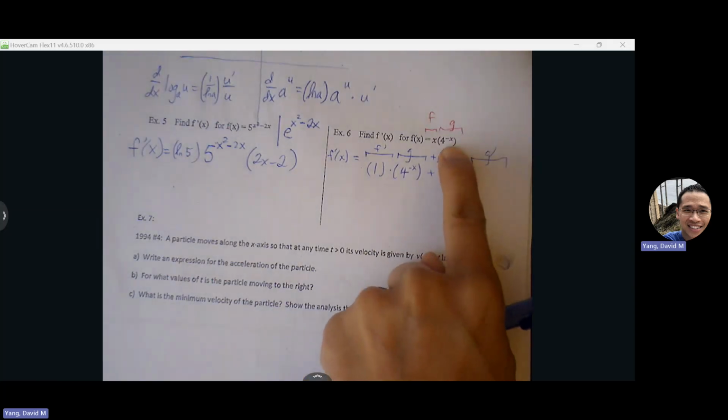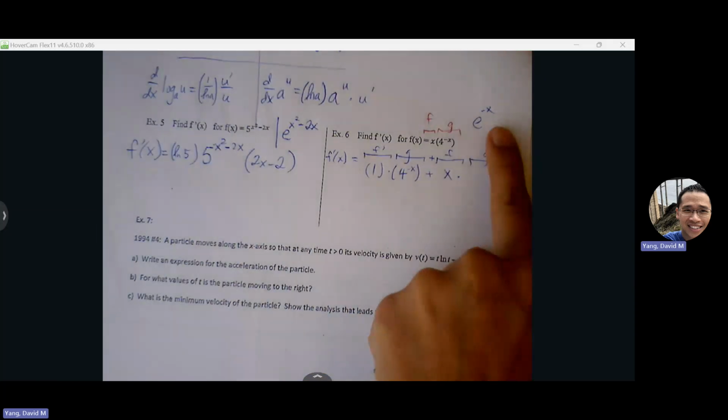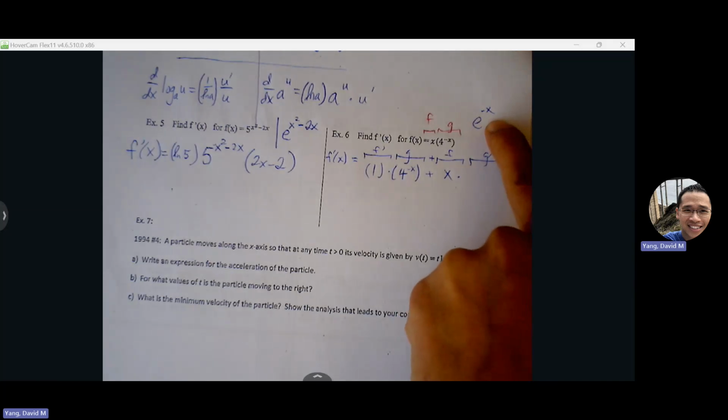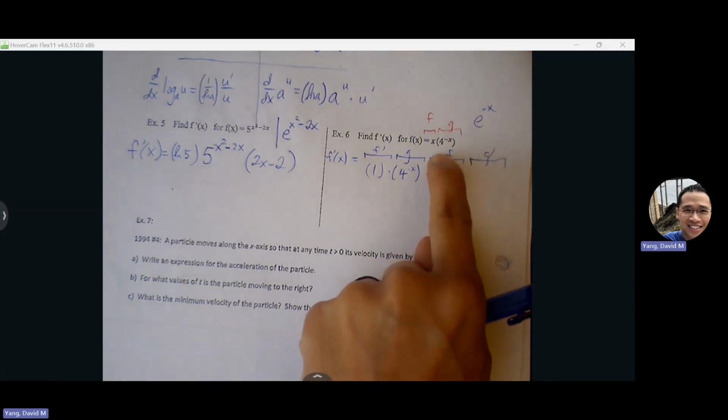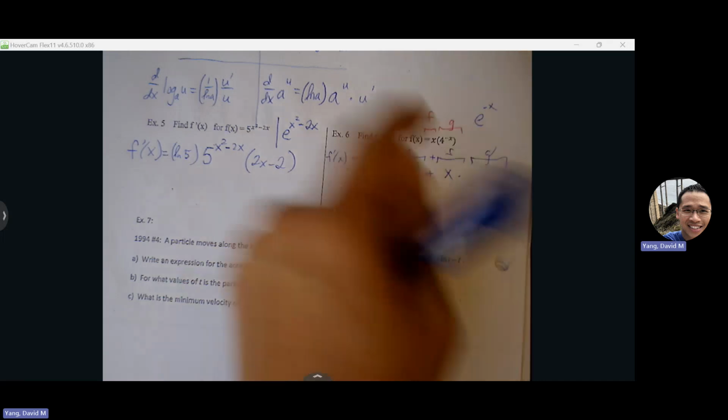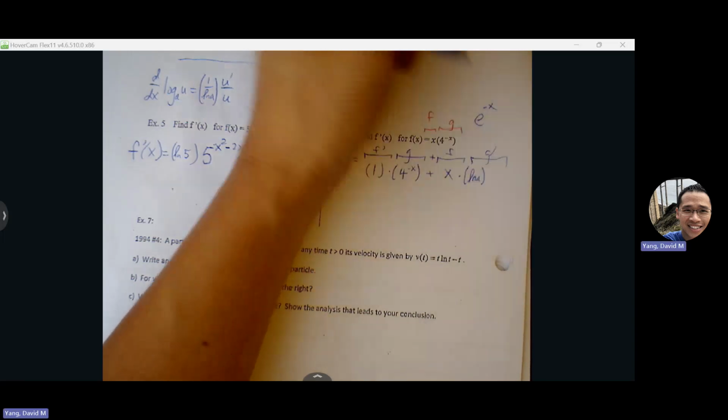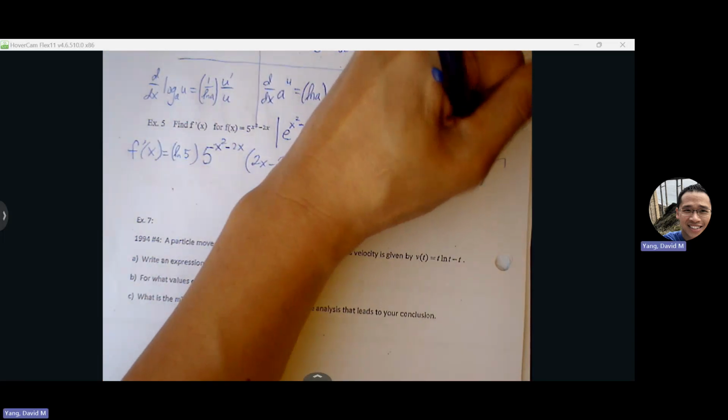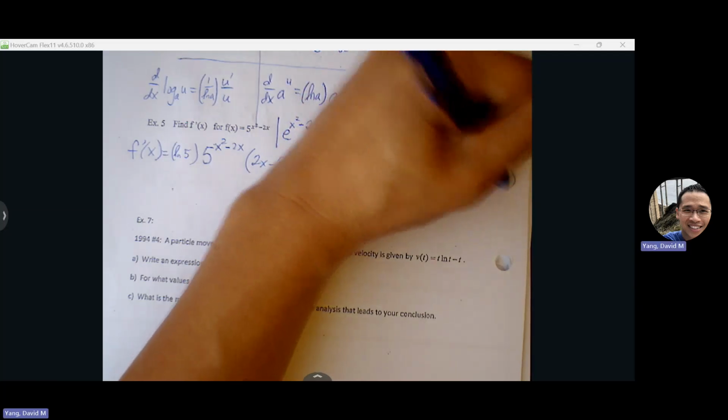Again, we'll treat 4 to the negative x the same way or similar to the way that we treat e to the negative x. We know e to the negative x would just be e to the negative x times negative 1. So 4 to the negative x is just 4 to the negative x times negative 1 with a little bit of conversion in front. So that conversion is going to look like natural log of a. Sorry, natural log of 4 in this case. And then the original function times the exponent's derivative.